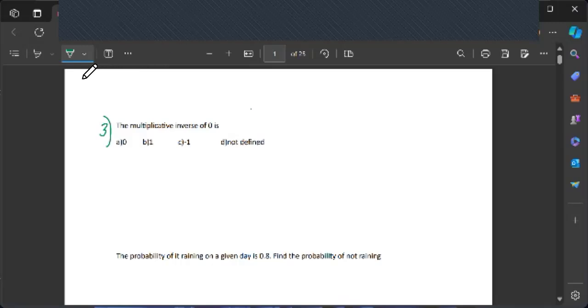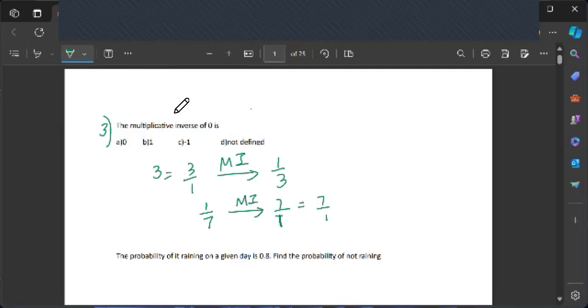The first question is: the multiplicative inverse of 0 is. In the real number system, every number has an inverse except 0. For example, 3 is nothing but 3 upon 1, and its multiplicative inverse, or the reciprocal as we know it, is 1 upon 3. If I give you 1 upon 7, its multiplicative inverse will be 7 upon 1, and the 1 in the denominator is redundant, so it becomes 7.